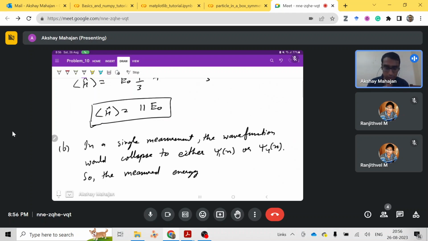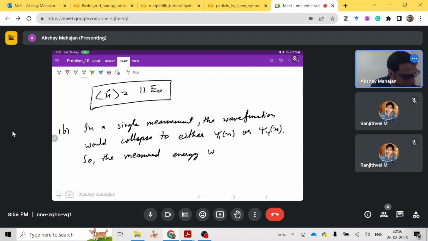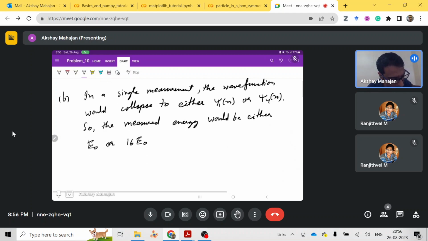So the measured energy would be either E naught or 16 times E naught. It will be either n equals 1, where the energy is E naught, which is basically E1, or it will be E4. Okay, n equals 1 or n equals 4. And so it could be either one of them.